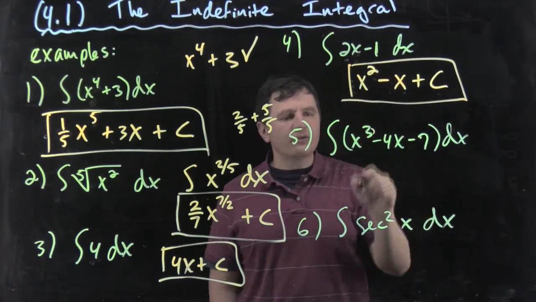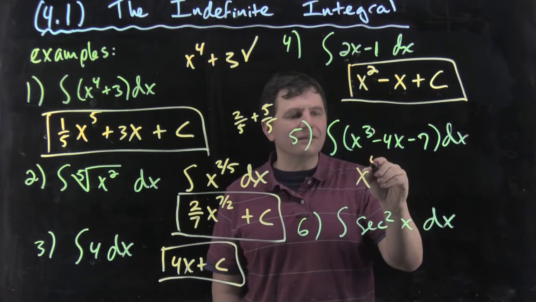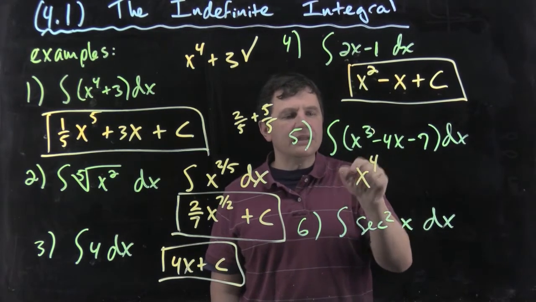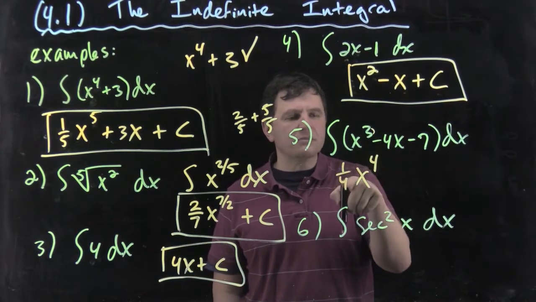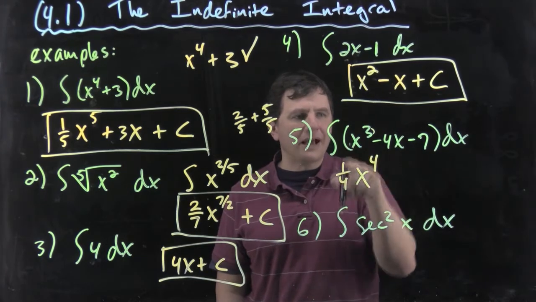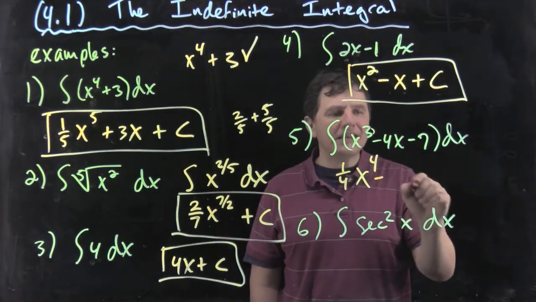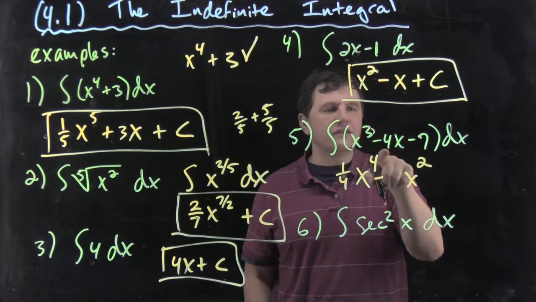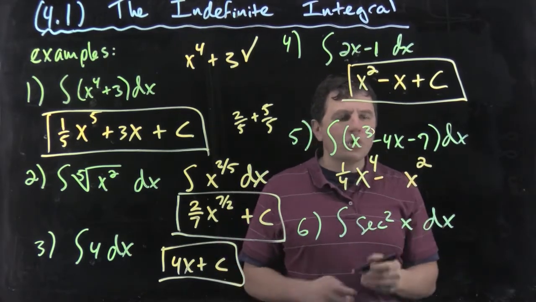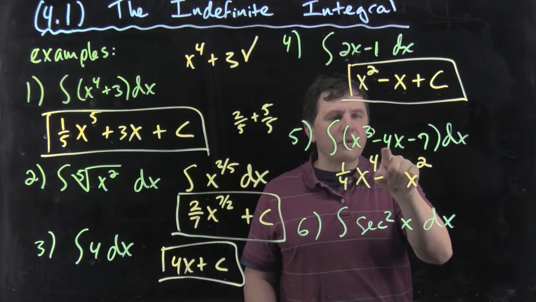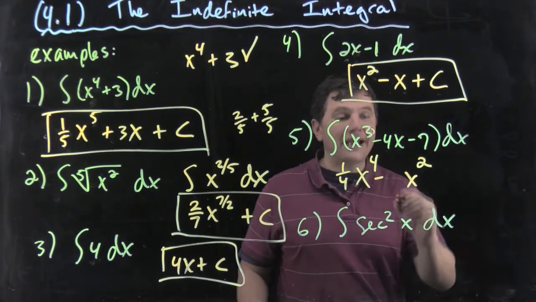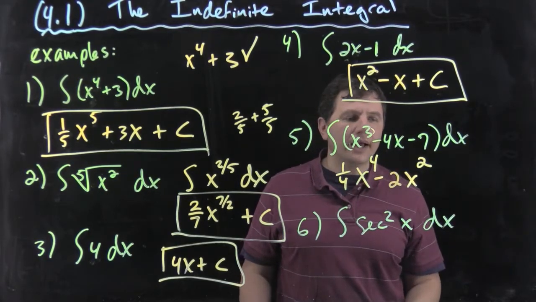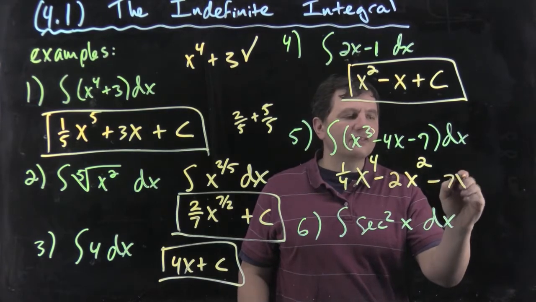Okay, let's raise this a power. So this will be x to the 4th. I need the reciprocal of that in front, so when it comes down, it multiplies, giving us back 1. Minus, raise that a power, that's x squared. Now let's think about this one. This one's a little bit different. What number would I put there so when it multiplies it gives us 4? And that's going to be 2, okay? And then minus 7x plus c.